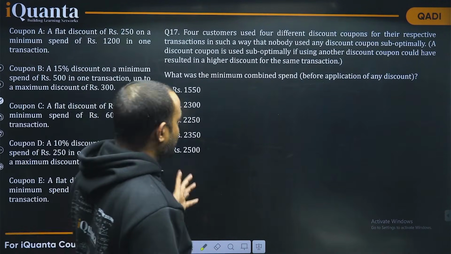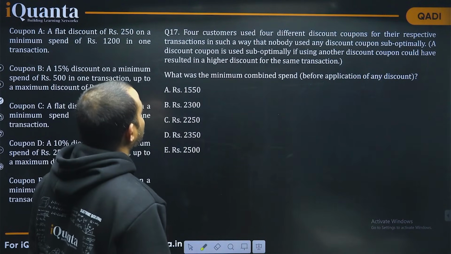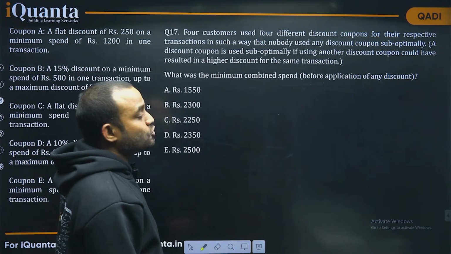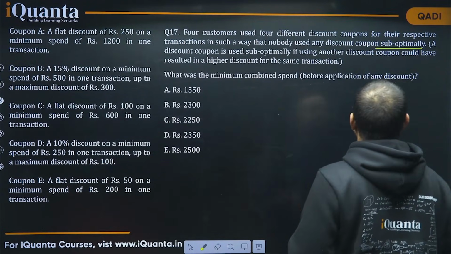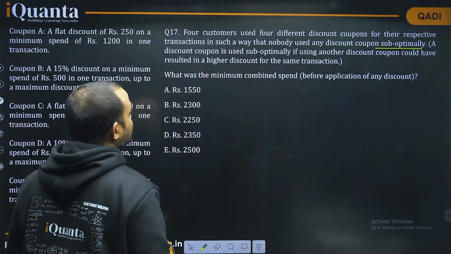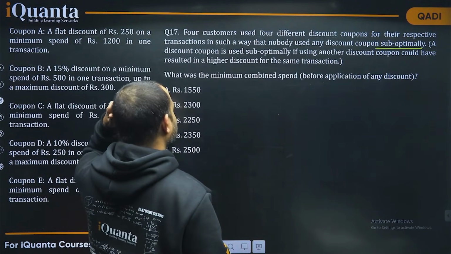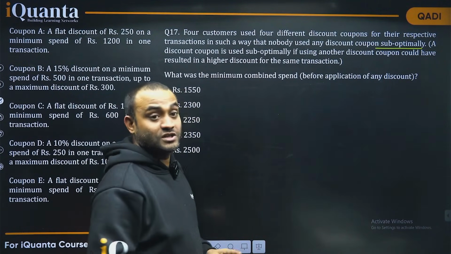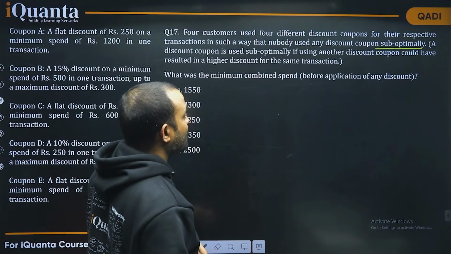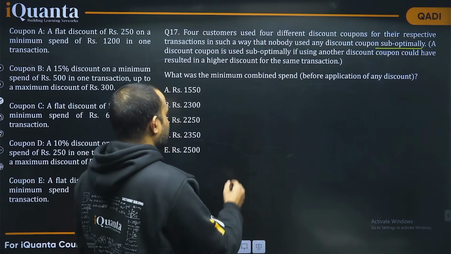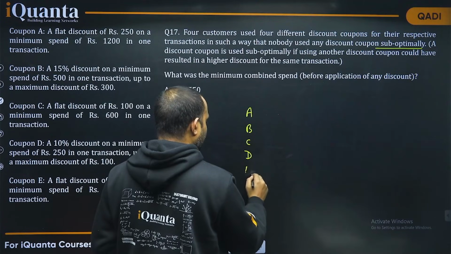That's a good thing. Next one, 4 customers used 4 different discount coupons for their respective transactions in such a way that nobody used any discount coupon suboptimally. What is that suboptimally? That a discount coupon is used suboptimally if using another discount coupon could have resulted in a higher discount for the same transaction. Okay. What was the minimum combined spend before application of any discount? So once again, we need to write the range A, B, C, D and E.